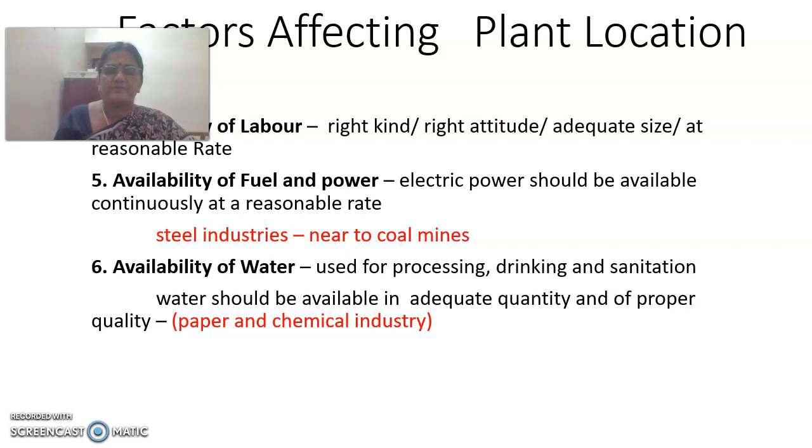The next factor is availability of water. Water is used for processing, drinking and sanitation purposes. Hence, water should be available in adequate quantity and of proper quality. For example, an enormous amount of water is needed for both the paper industry and the chemical industry. In the paper industry, the quantity of water is very important. In the chemical industry, both the quantity as well as the quality of water is very, very important. So if there is any water shortage, we cannot think of locating a chemical plant in a place where there is a water shortage.